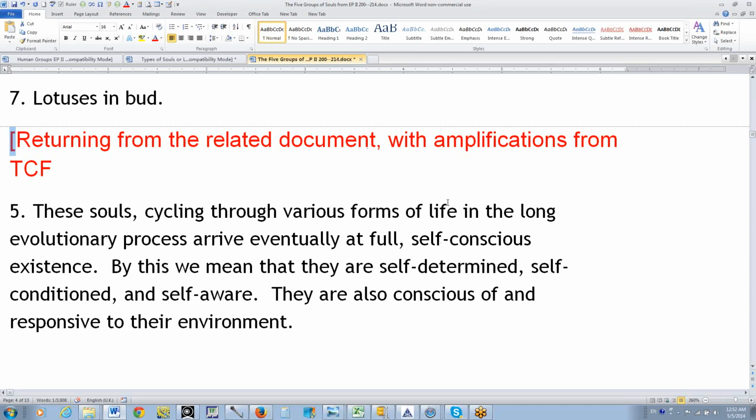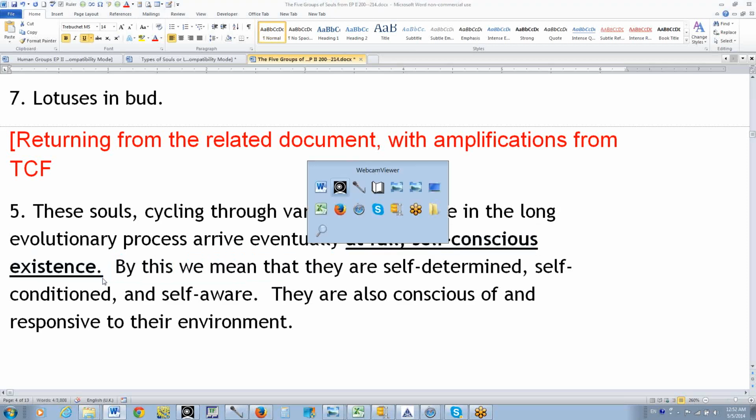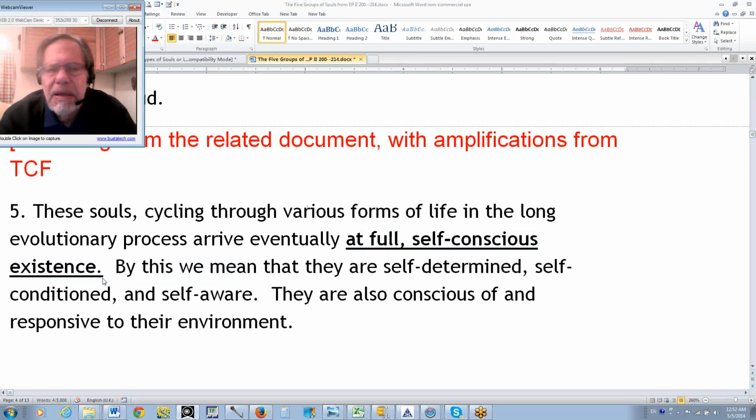These souls cycling through various forms of life in the long evolutionary process arrive eventually at full self-conscious existence. They are souls in incarnation. They are deeply immersed in matter, and they are not really self-aware, not understanding where they came from, but eventually they realize that their more real life is found on the higher mental plane, and still more real life on the monadic level. So they come to know who and what they are, despite distracting preoccupation with the outer forms.